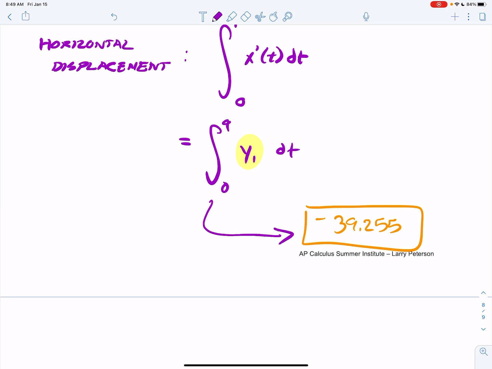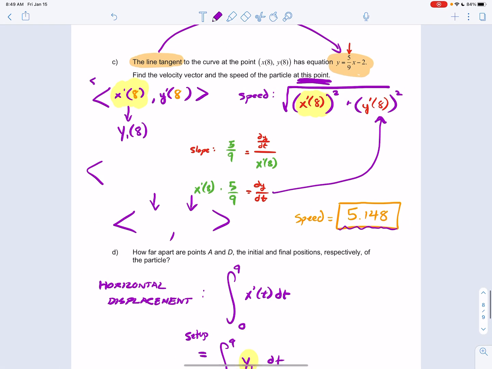So again, it's really setup and answer. We set this one up, we get our answer. That's typically what you're going to see on your FRQs: setup, answer, answer. Very rarely will you show work.